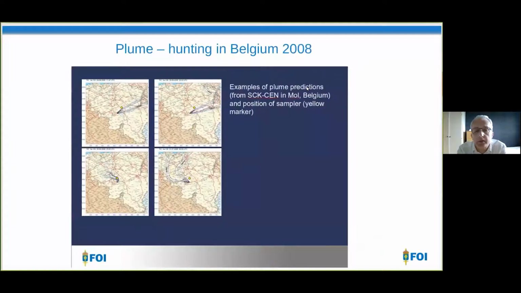So this we actually did more than 10 years ago when we performed some mobile measurements outside Fleurus in Belgium, outside the isotope production facility there. We got plume predictions every day from SCK-CEN in Belgium, and we tried to move our sampler into the plume. And we were quite successful, at least some days, but it's not so easy. It's a laborious task to do. You can see some examples here on the screen where you have the plume, and then the yellow dot is the sampling point that we used that day.